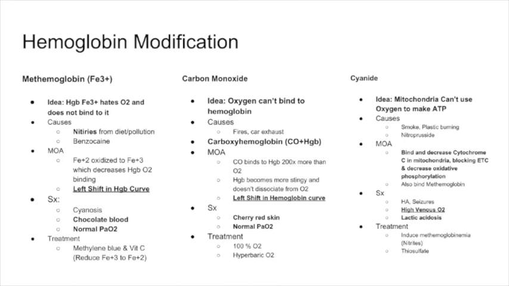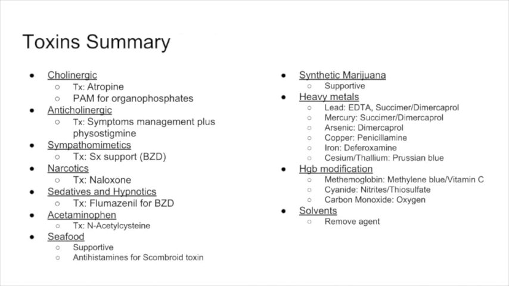Treatment for cyanide toxicity is two things. The first thing is to induce methemoglobinemia because methemoglobin actually binds stronger to cyanide than regular hemoglobin. So you induce methemoglobin with nitrites. You can also use thiosulfate. So that's the whole idea with hemoglobin modification. I hope that was helpful to you.